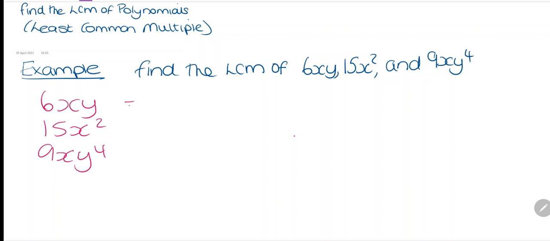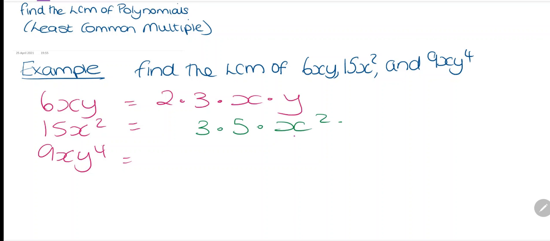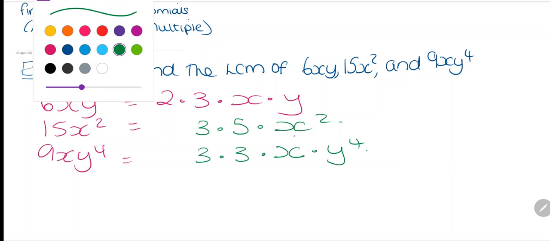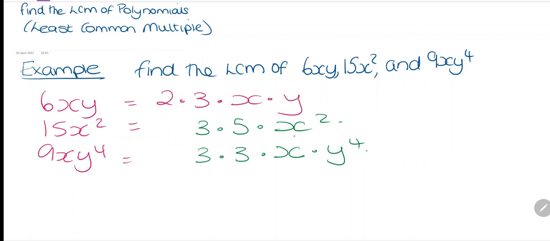9xy to the 4. Now we can write 6 as 2 times 3 times x times y. 15, we can write as 3 times 5 times x squared. And 9, we can write as 3 times x times y to the 4. Now, because we've divided our numbers up, we're going to be looking for the highest that they will divide into. So the highest in this column here is a 2.